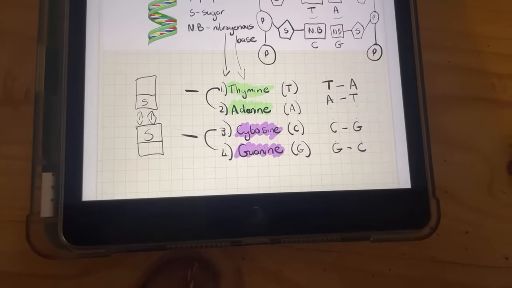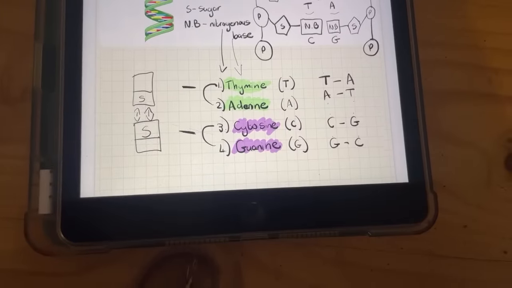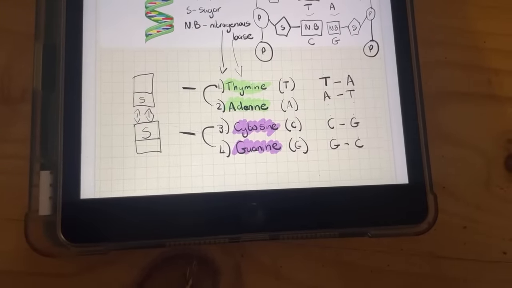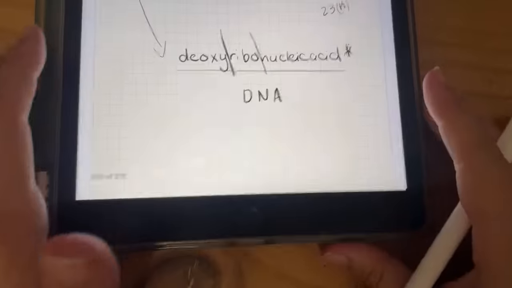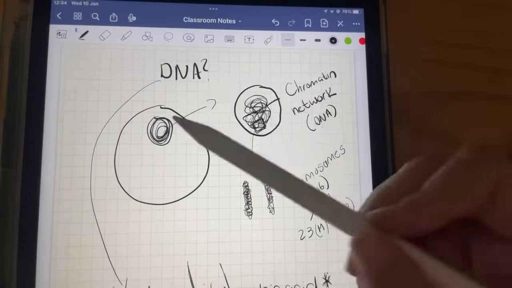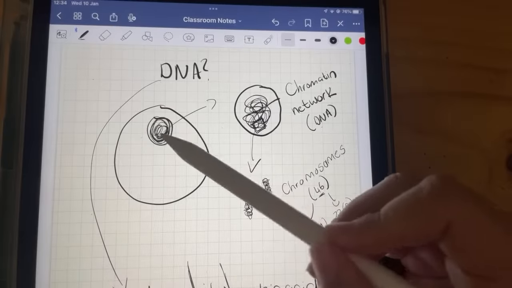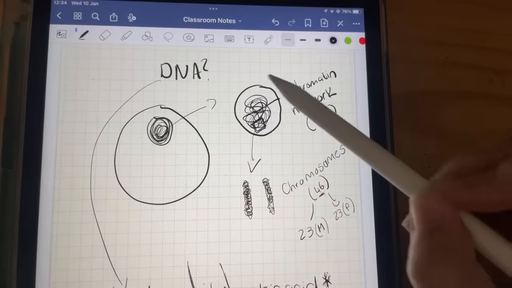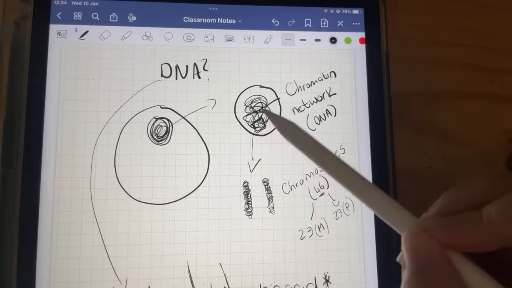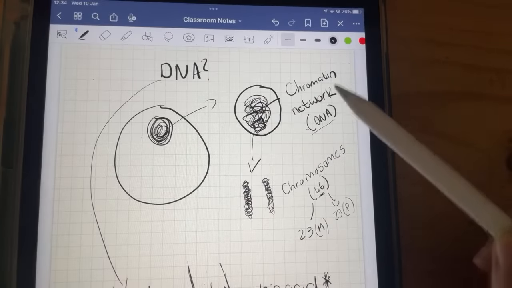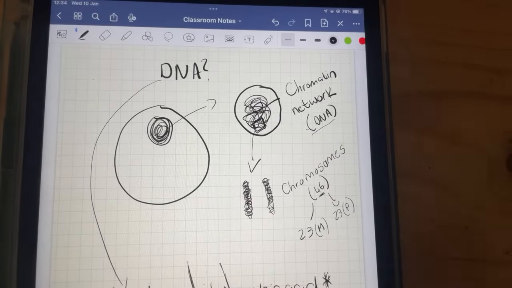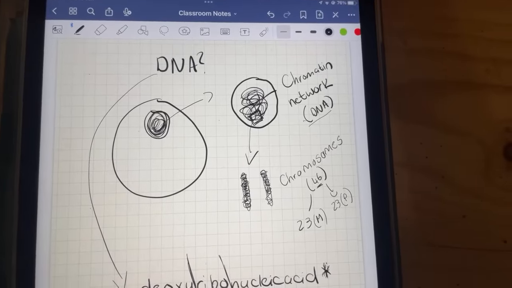Let's have a back look here and see. Okay. Somebody asked, where is DNA found? That was right at the beginning of the lesson. I mentioned to you that DNA is found inside the nucleus. If we zoom in on the nucleus over here, we have a long string called the chromatin network, which is made up of DNA. So they are the same thing. We just call a long piece of DNA the chromatin network. And that is where we find DNA. All right, let's go back into the questions.